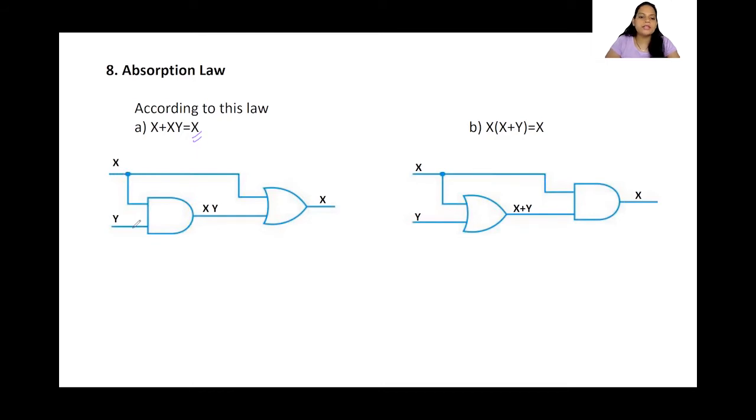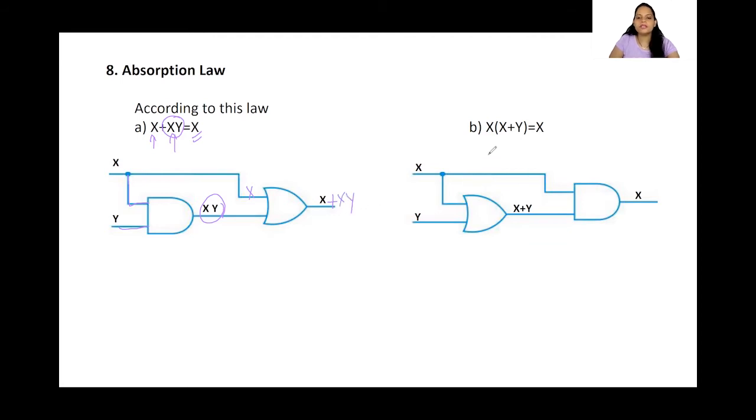Let's see what the logic diagram looks like. Here we have x plus xy. First we need to do the AND operation between x and y, so we take x and y as input and get xy. Then x is given as an input to another OR operator along with the output of this AND, so xy and x give us x plus xy.